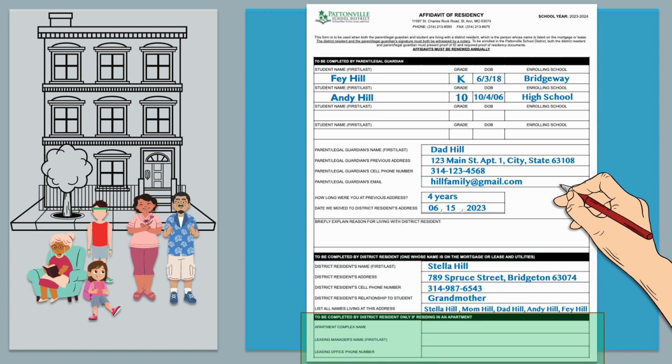For this last section, we can see in the black bar it is to be filled out again by the district resident only if residing in an apartment. In this example, the Hill family is residing with Grandma Stella in an apartment. The district resident will write in the apartment complex name, the name of the leasing manager, and the leasing office phone number.